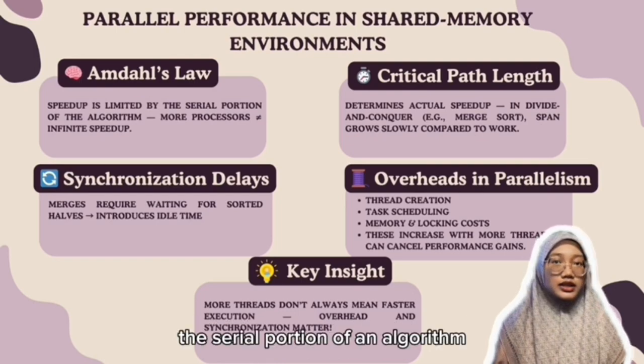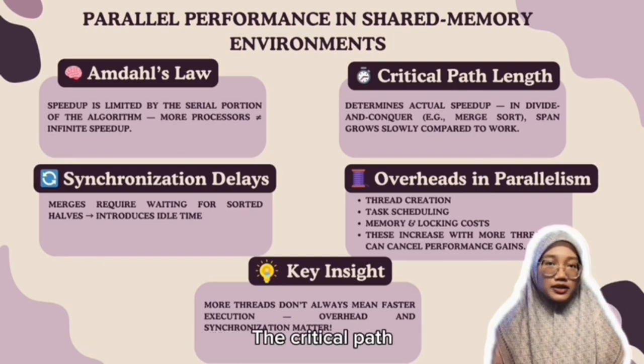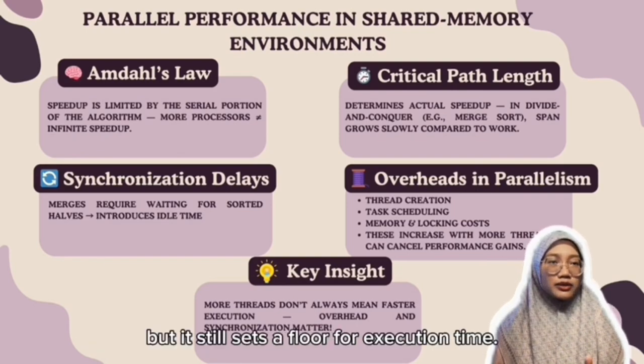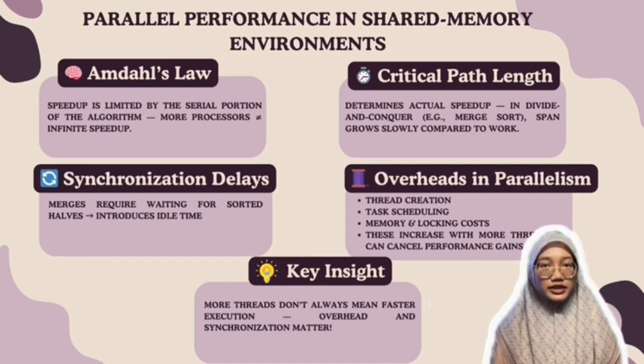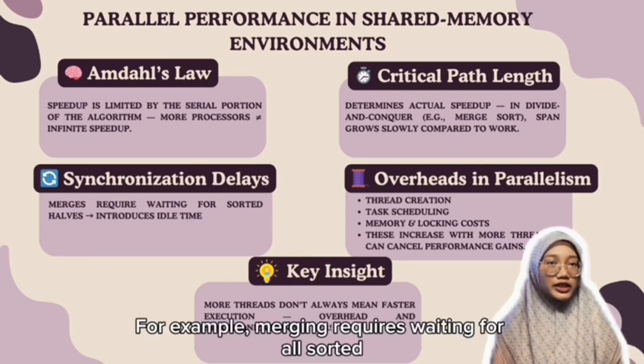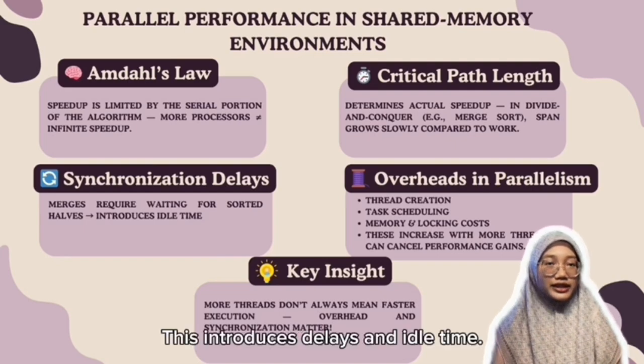This is because the serial portion of an algorithm always limits maximum speedup. The critical path, like in merge sort, grows slowly but it still sets a floor for execution time. Synchronization is another challenge. For example, merging requires waiting for all sorted halves to complete before proceeding. This introduces delays and idle time.